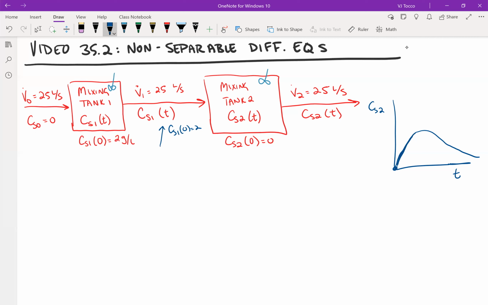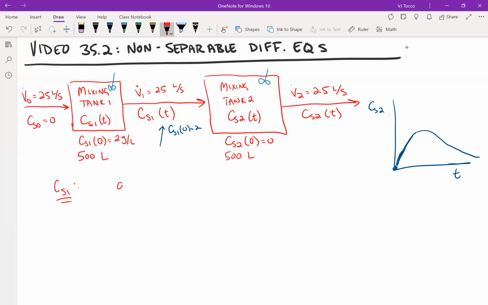So let's do the first mixing tank. First of all, V0, V1, and V2 are all equal to the same thing, so my volumes are all going to be consistent. And actually, I need to know what the volume of these tanks is as well. Let me pencil that in. These are both 500-liter vessels, or we'll say that the volume inside is 500 liters, and those are constant. All right, so my CS1 of t, I first have to solve for that.